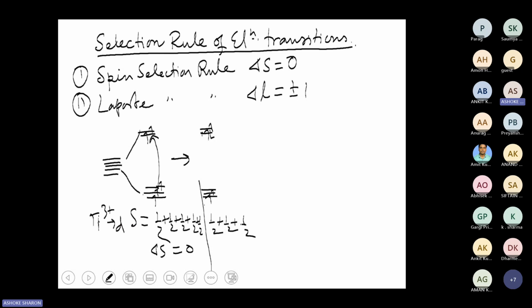Now you see the value has changed. Now delta S is equal to 5/2 minus 3/2, which is equal to 1. That means delta S has a non-zero value. Therefore, this transition is not possible according to the spin selection rule.